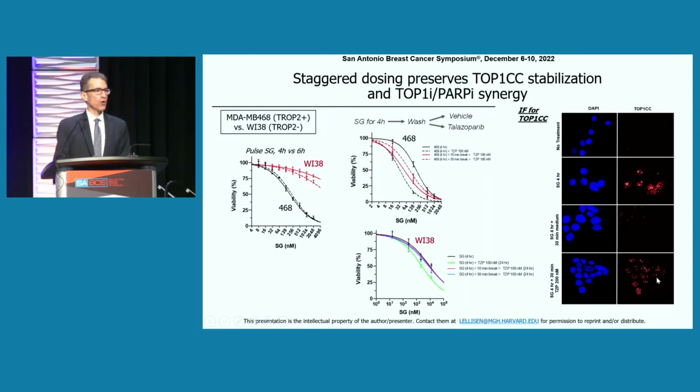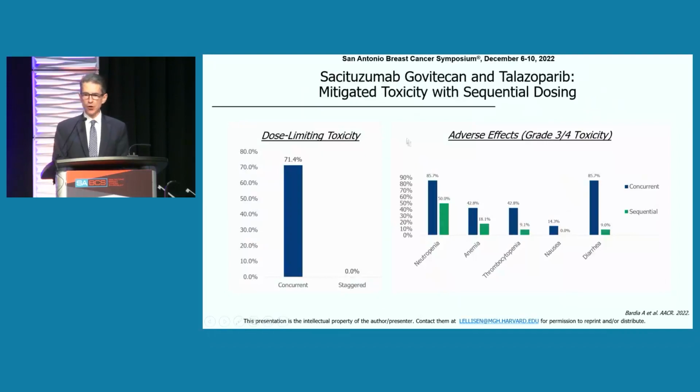But the key question was, would it overcome the toxicity? And so this is some of the data that was previously presented. Here we're comparing a small cohort of patients where we started with concurrent therapy, which proved not to be particularly well tolerated. And then we went to the sequential dosing. So you can see 71.4% dose-limiting toxicities in the concurrent scheduling of SG and talazoparib, but 0% with the staggered or sequential dosing. And here you can see each of the adverse events, which were all substantially lower.